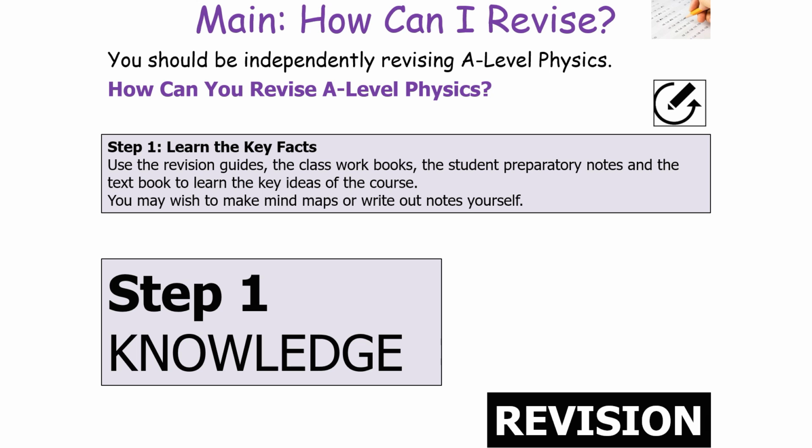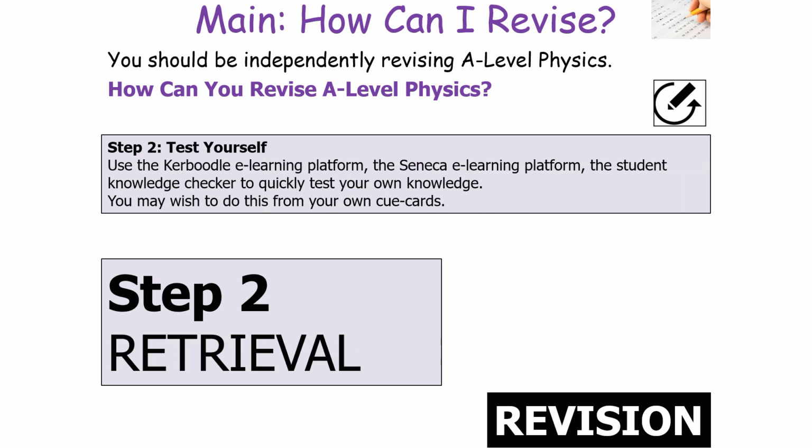And you can do this by writing out mind maps or writing out the notes yourself. The second step is to then test yourself. So use like the Cabodle e-learning platform, the Seneca e-learning platform, and Knowledge Checker to quickly test your own knowledge on the key facts of the course. Now you may wish to do this by making and using your own cue cards.